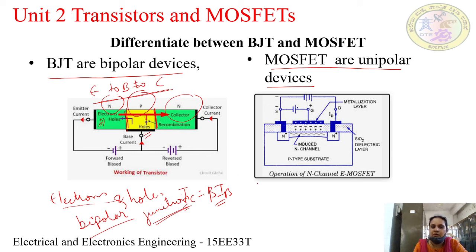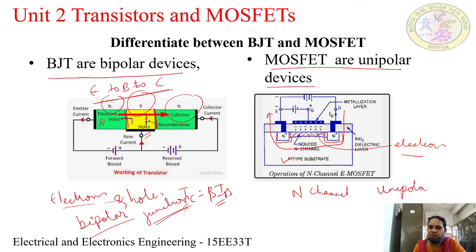If you look at the MOS devices, say an N channel, we know that the structure has a P type substrate where the N regions are diffused and the N channel is formed. In this channel area, only electrons are there. There are no holes present. So only one type of charge carrier is responsible for the current to flow from drain to source. Therefore, these devices are called unipolar devices, because only one type of charge carrier is useful here.